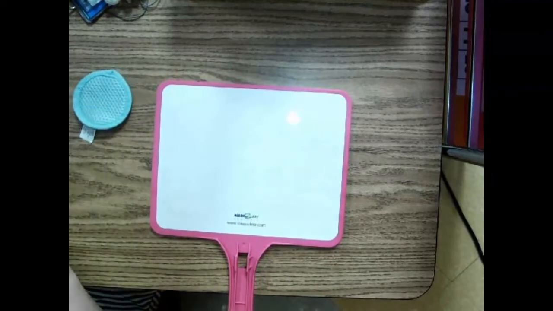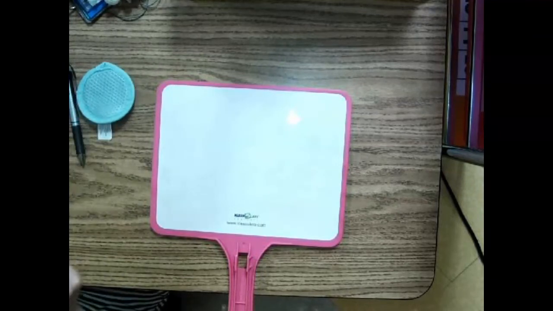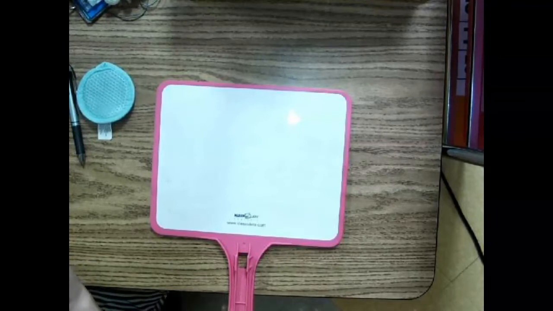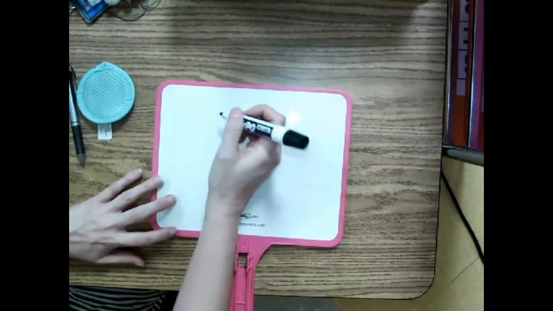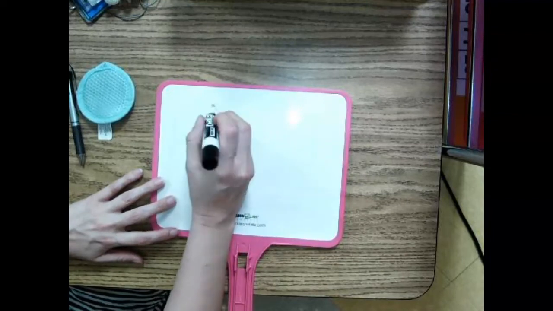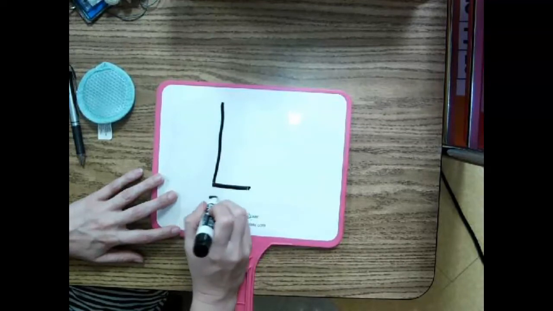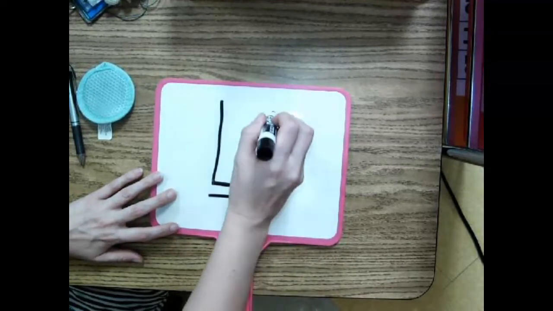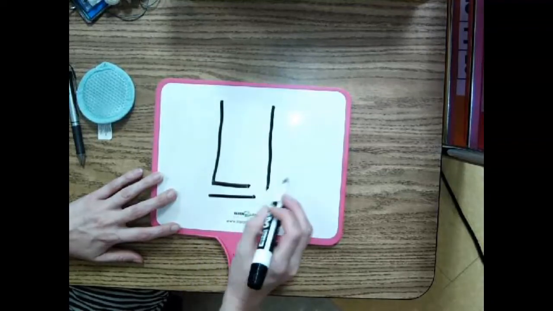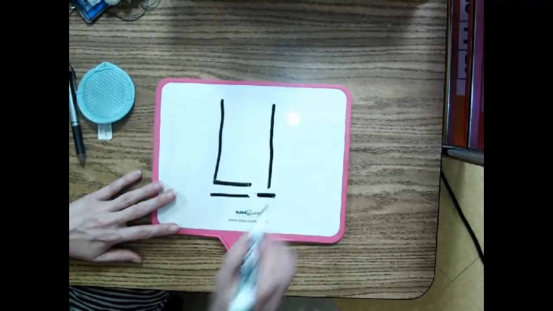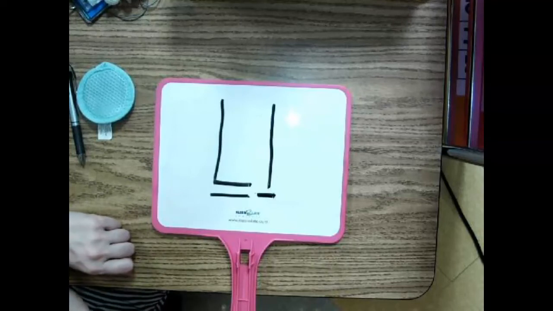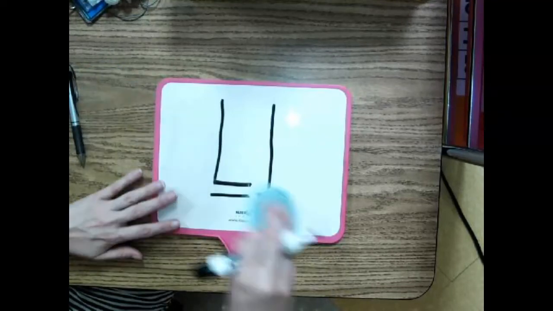This time, let's do the capital and lowercase letters that make the sound O. You say the sound O. What letter is that? L. Here we go. Write and say it with me. Uppercase L says O. Lowercase L says O. And erase.